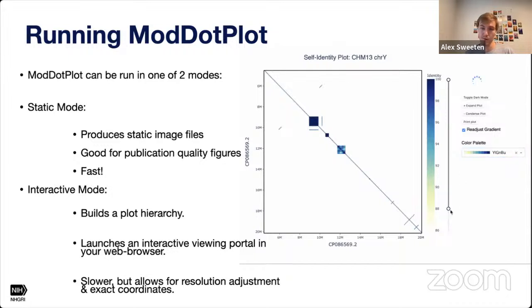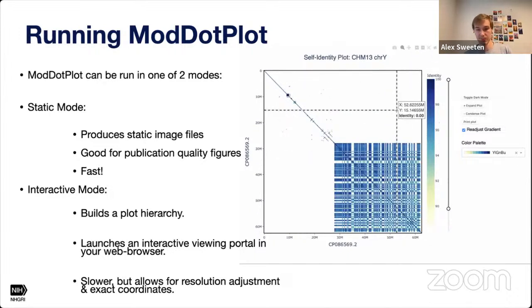If you want to make a colorblind accessible figure, for example, you can do that. If you want to highlight different identity thresholds using non-traditional colors, you can do that. You can really customize the plot however you want, and then go into static mode and produce whatever you want.